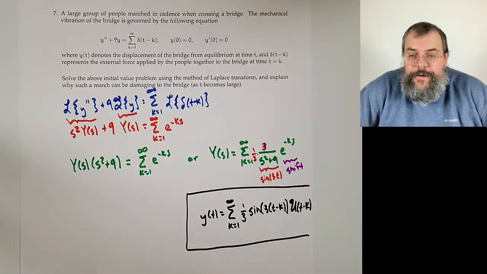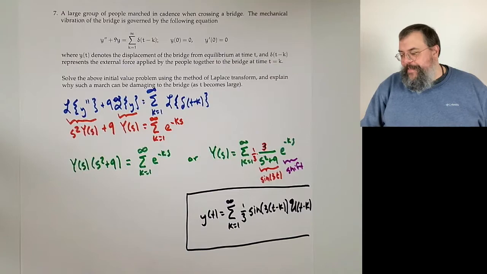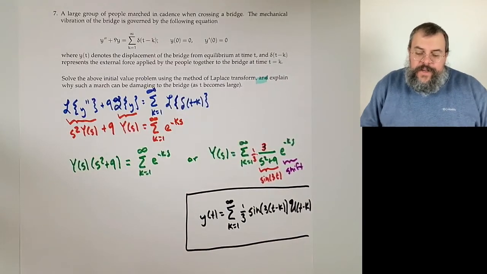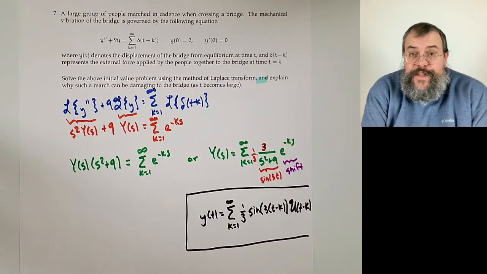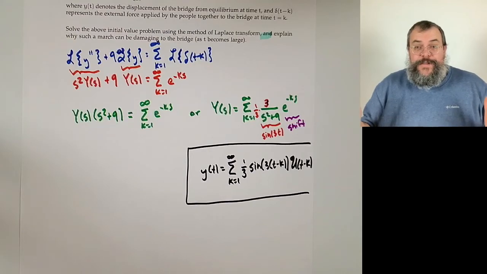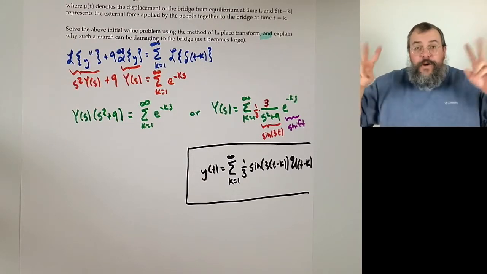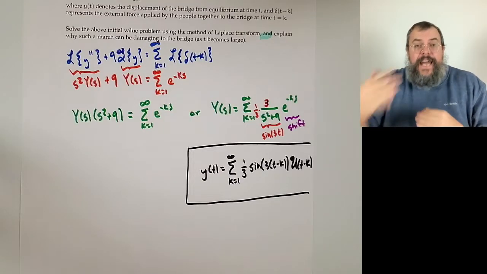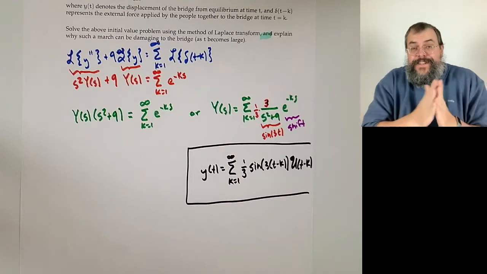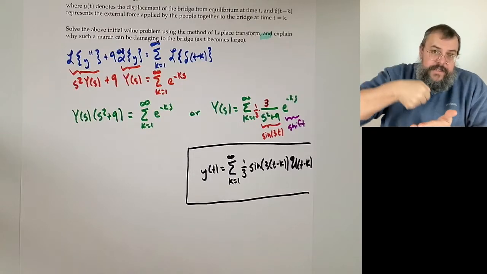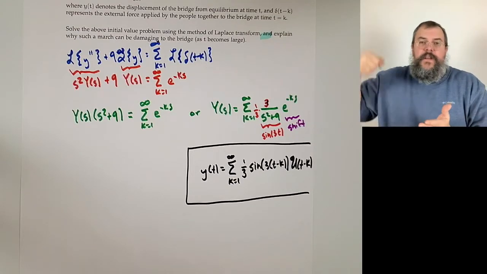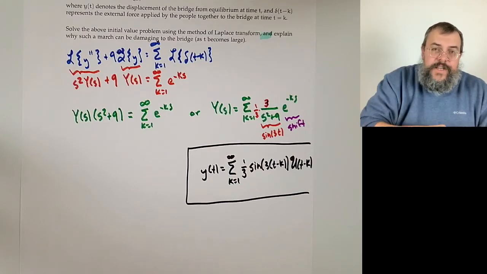That wasn't so bad. Then there's this interesting part. It says, explain why such a march can be damaging to the bridge as t becomes large. What do you think is happening here as t becomes large? As t gets larger, we have more of these sine functions piling and adding in. Initially at time 0, nothing's turned on and nothing has happened to the bridge. At time 1, there's a foot that hits the bridge. At time 2, there's a second foot. Time 3, there's another one. And so you have all this repeated action hitting the bridge.